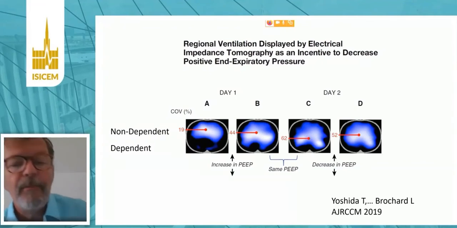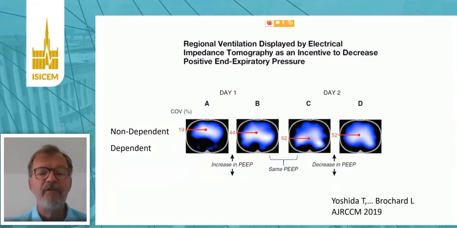One thing we proposed was to look at the distribution between the non-dependent part and the dependent part. This is an example of patients in whom we increased the PEEP, so you see a better distribution with more homogeneous ventilation. The next day with the same PEEP, most of the ventilation was now in the dependent part. And the only explanation for that is that we were overextending the non-dependent part. So we say when you see that, this is an incentive to decrease the PEEP.